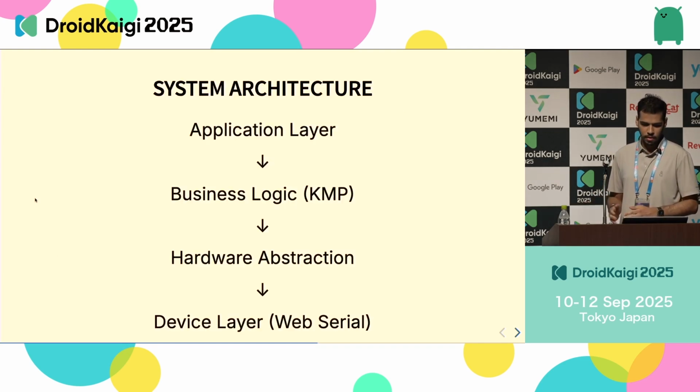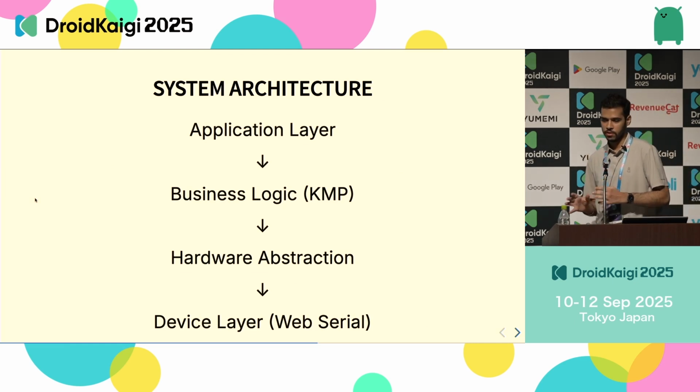It's quite simple. At the top, we have the application layer. This can be your UI, your Jetpack Compose, or your iOS SwiftUI, or your web React if you're using web JavaScript. Next, you have the business logic, KMP. This is where your Kotlin Multiplatform lives. All of your RFID parsing, validations, data transformation, they all live here.